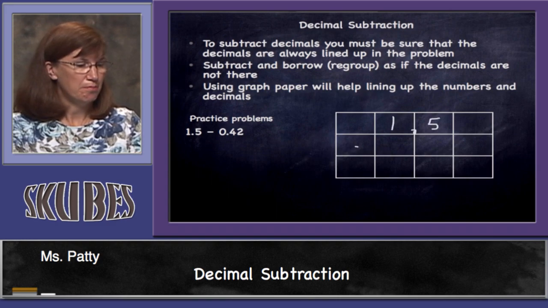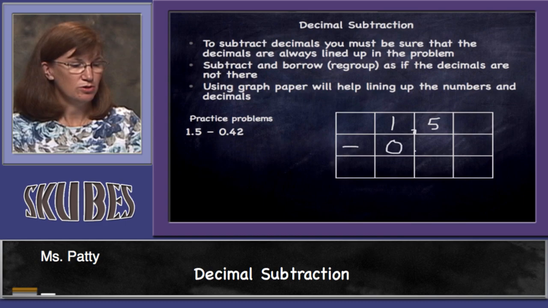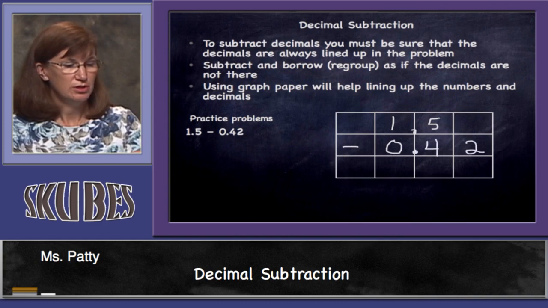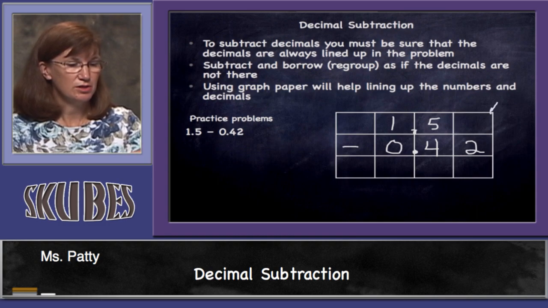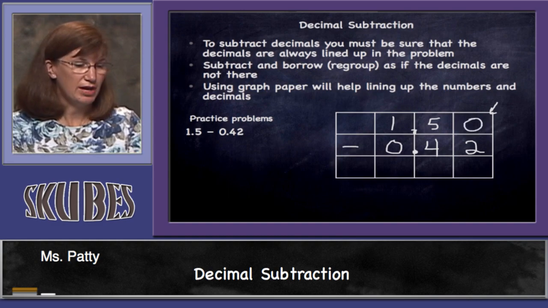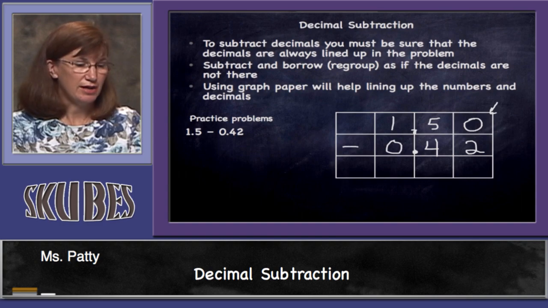Our first practice problem is 1.5 minus 0.42. Now you notice I don't have anything in this box. What I can do though is put a 0 there. It doesn't change the value of the number at all, but it lets me subtract.